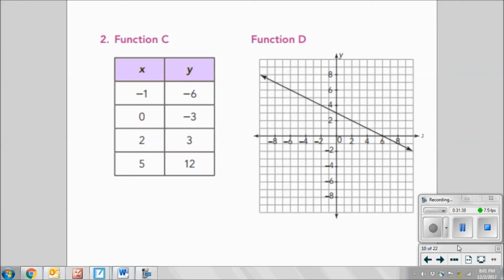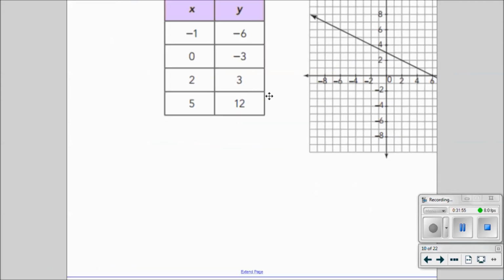All right, so let's look at question 2, and on the count of 3, we're going to share our answer. So you're either going to say function C or function D. Okay, here we go. 1, 2, 3. Okay, we should have said function C. Function C has a rate of change.